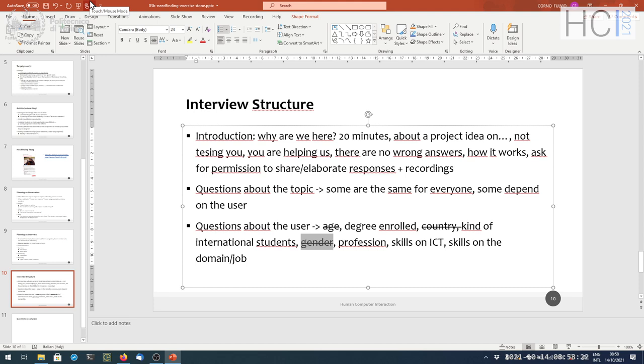Of course, the skills are probably always important, because you need to understand how they relate with the technology, how they relate with the domain, and in different forms. A profession also is useless, because by definition, they are students. We may ask, as a declination of the profession, the role in the team. Did you have or had you in the past some managing role in the student team?